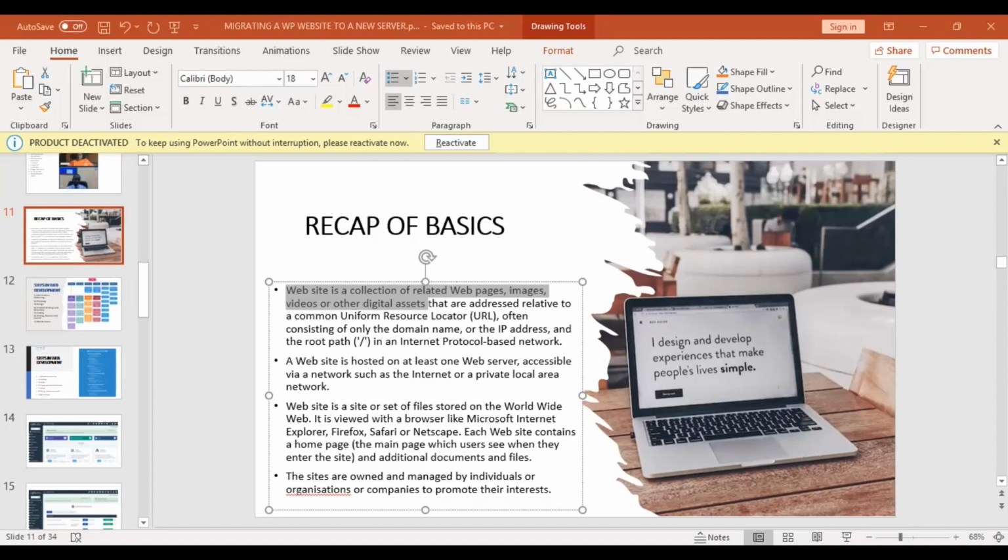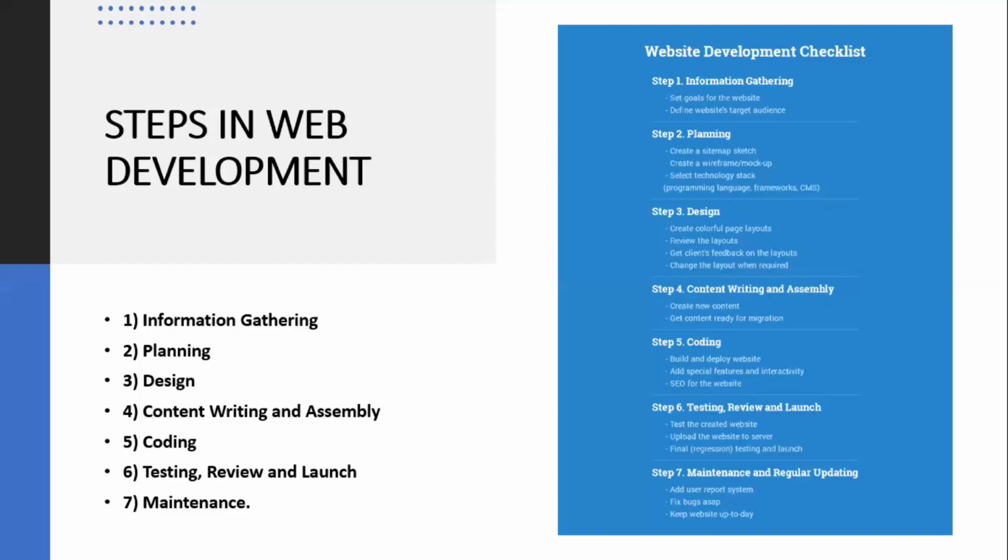This is what you're going to do when you want to make a blog post. Don't forget all the things we have learned today. If you want to do web development, you must do information gathering, planning, design, content writing and assembly, then you need coding experience, either little or large. Then you need to test the website to see how it works on the front end. I showed you the front end of some websites, I also showed you the back end of some websites, and then you need to do regular maintenance.